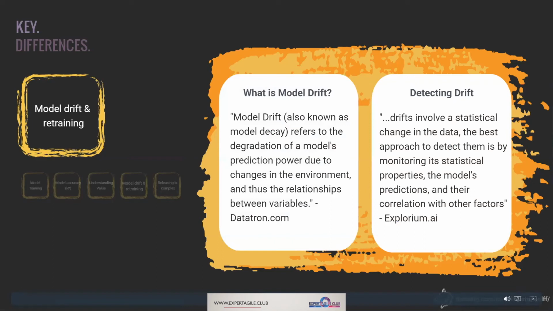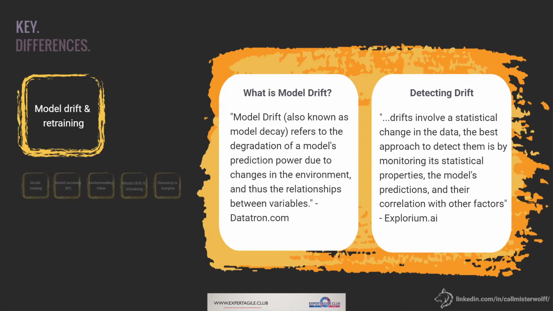I did say that we would come back to model drift and detecting drift. And to start with, I'm actually going to read out these definitions. These are the official definitions, and I can't sum them up better than this. What is model drift? Model drift, also known as model decay, refers to the degradation of a model's predictive power due to changes in the environment, and thus the relationships between the variables. That is, when you get a model into a live situation, it will, over time, degrade and get worse at making predictions.